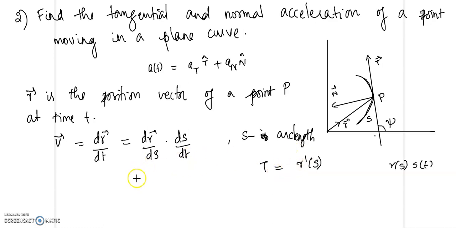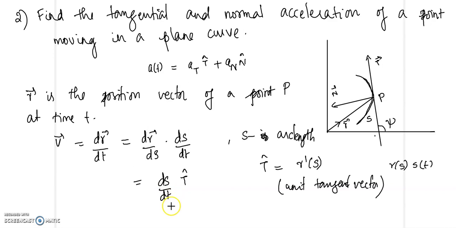So here this will be equal to ds by dt into t1. So this is the unit tangent vector. Therefore we will get v equal to ds by dt into T.